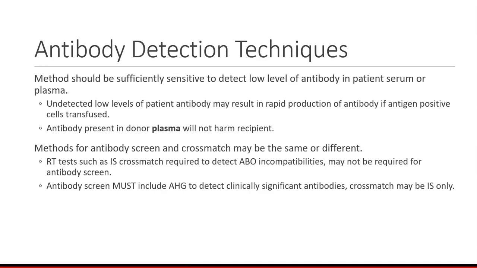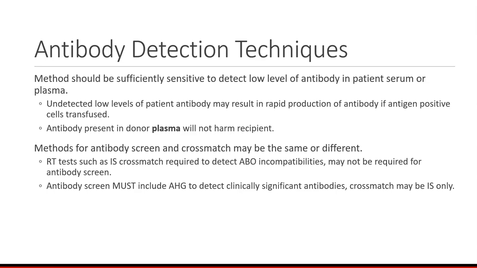The antibody detection technique method should be sufficiently sensitive to detect low levels of antibody in the patient's serum or plasma. Undetected low levels of patient antibody may result in rapid production of antibody if antigen-positive cells are transfused. This would be that anamnestic secondary response where you have those memory cells that start replicating and producing massive quantities of antibody. And again, antibody present in donor plasma will not harm the recipient, and we don't worry about it.